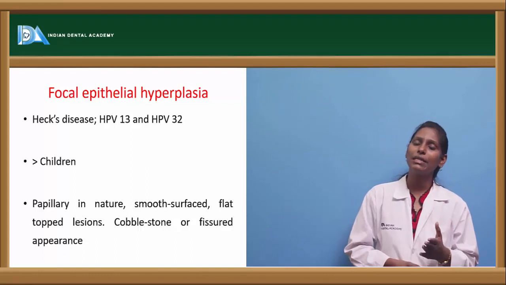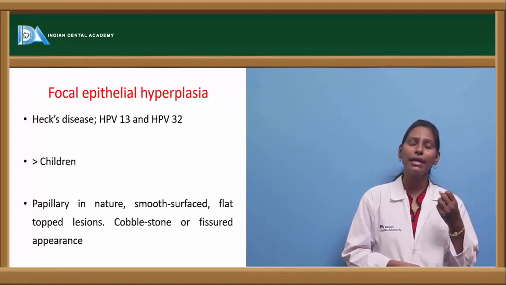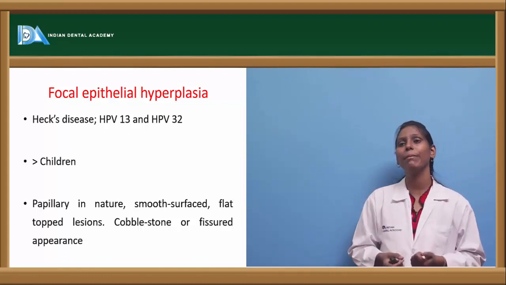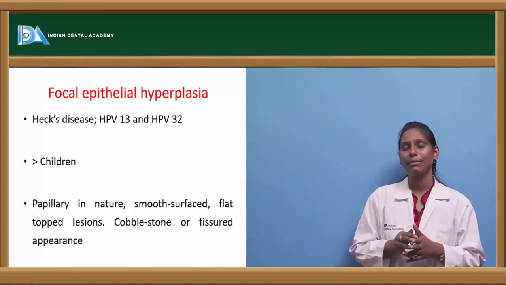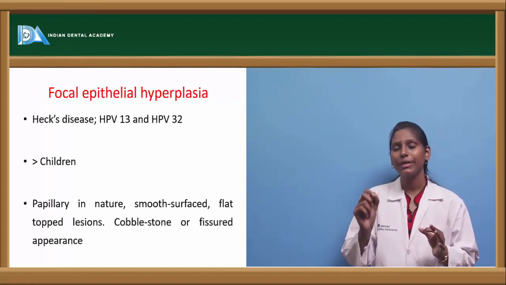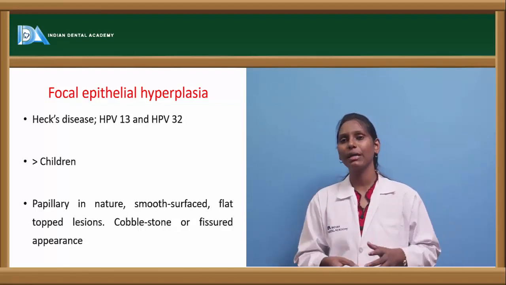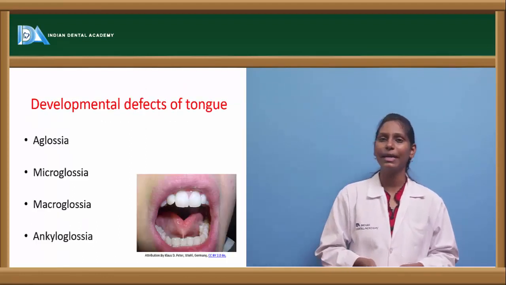Normally, in focal epithelial hyperplasia or Heck's disease, the lesion is usually papillary in nature. It has a smooth surface. Flat topped lesions can be seen. The characteristic cobblestone or fissured appearance is seen in Heck's disease.